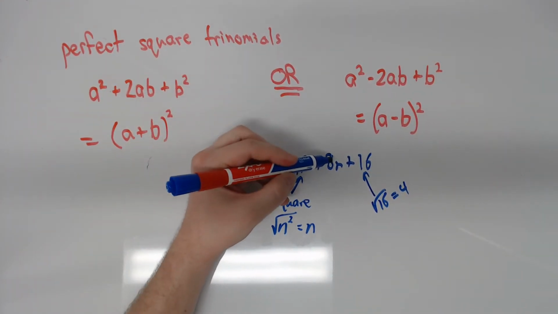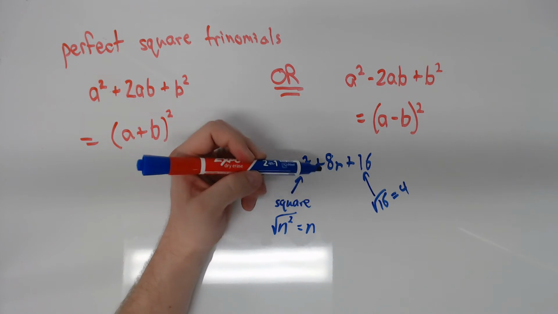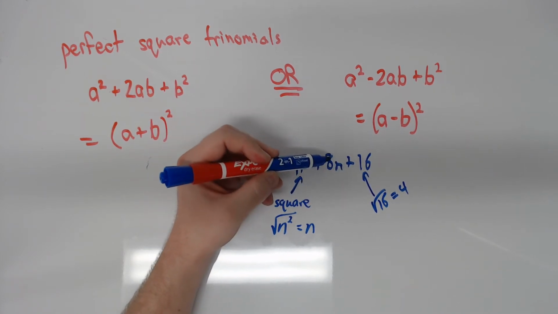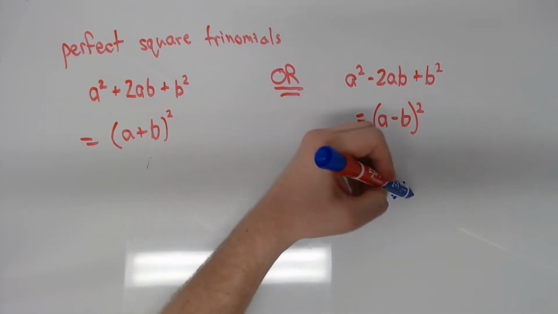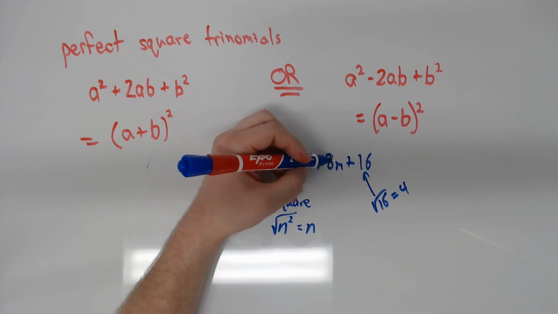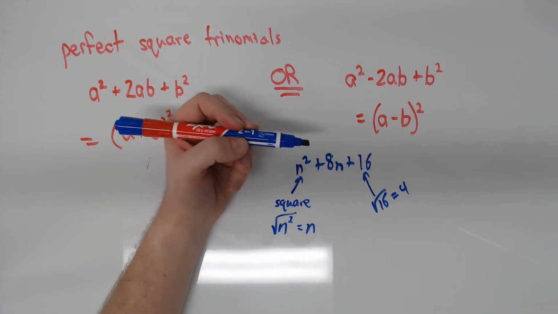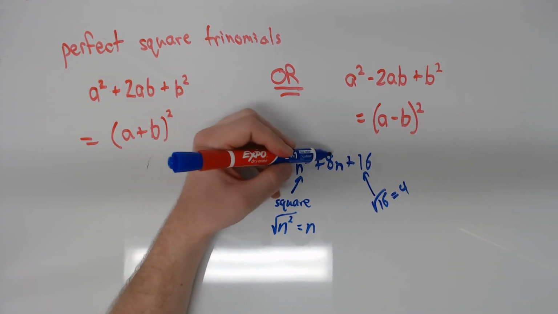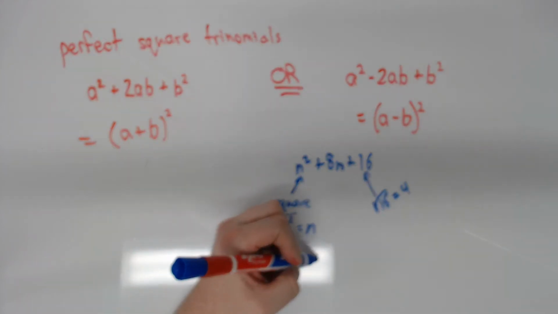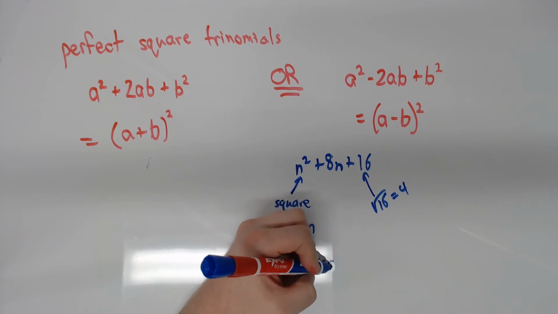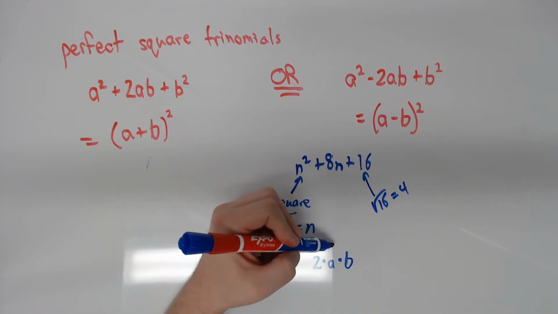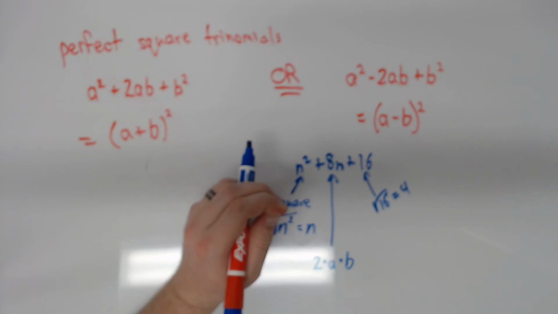And then we have to check the middle: 2 times a times b. So 2 times n times 4. Well, the 2 times the 4 is 8, and then there's just an n, so we get 8n in the middle. And that's how we check this. We try 2 times a times b, and if we get that, it's a perfect square trinomial.